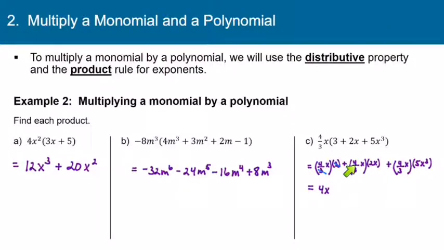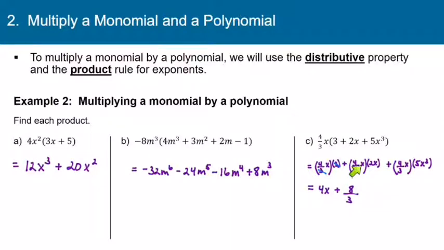Now let's look at 4/3 x times 2x. So we know that we have to multiply 4/3 times 2, and you know that when you multiply fractions, you just do top times top and bottom times bottom. Now there's no denominator showing here, but of course it's understood to be 1. So for the tops, 4 times 2 is 8. For the denominators, 3 times 1 is 3.